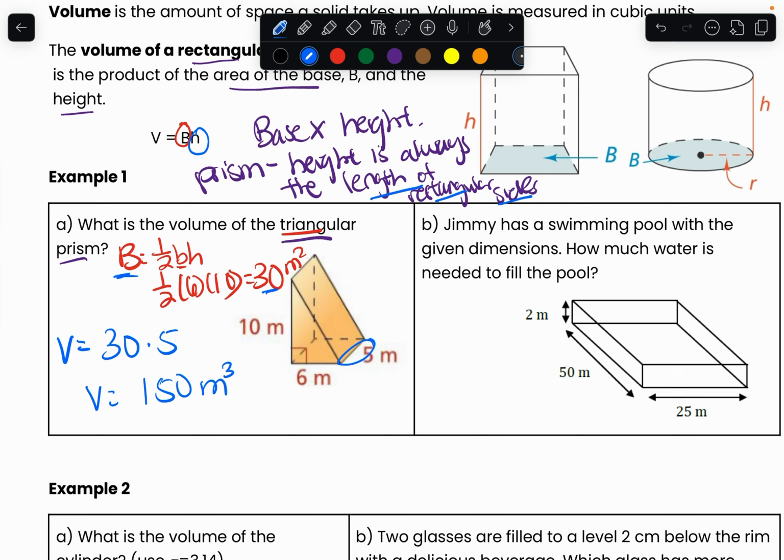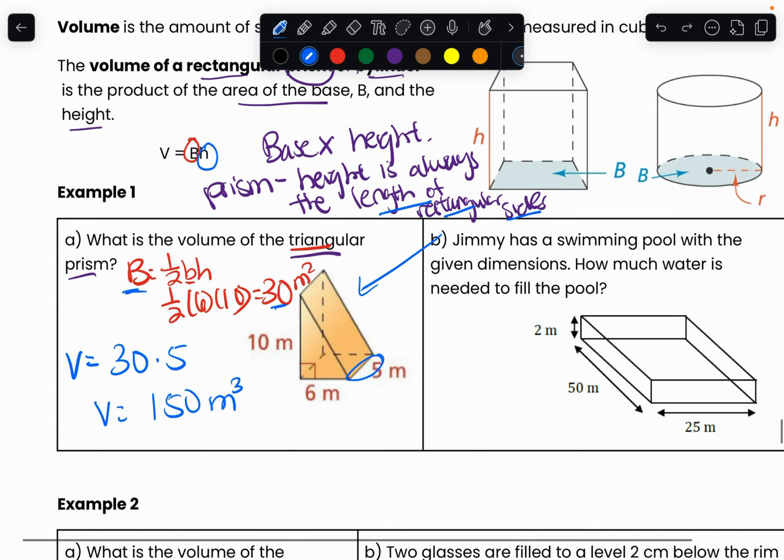Okay. Moving on to question C, it says Jimmy has a swimming pool of the given dimensions. How much water is going to be needed to fill up the pool? Now, since this is a rectangular prism, it does not matter which one we take as the base, because in the triangular prism I cannot take this one as my height because it's not all rectangular sides. But in a rectangular prism, everything is rectangular, so I can take anything as my height.